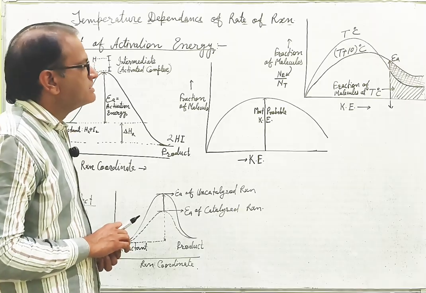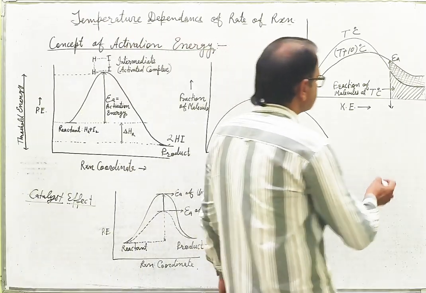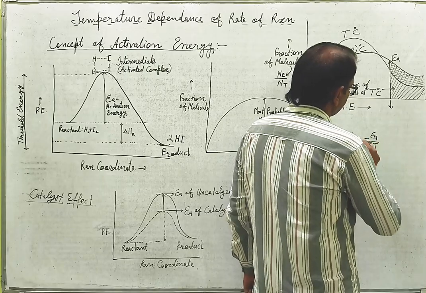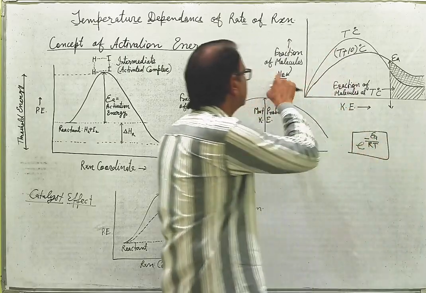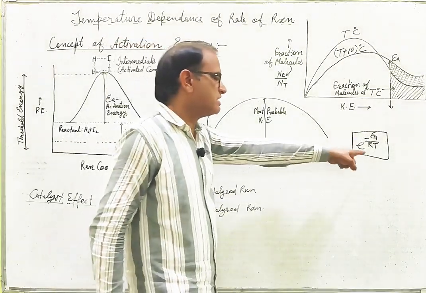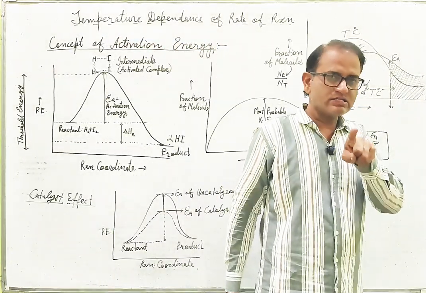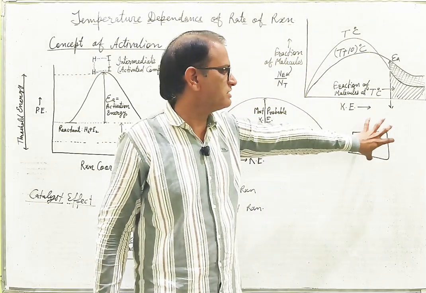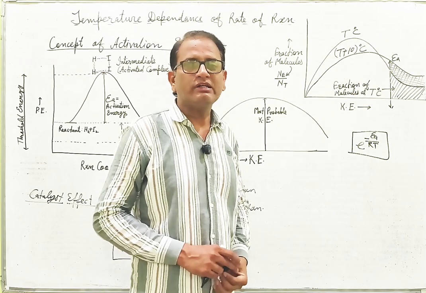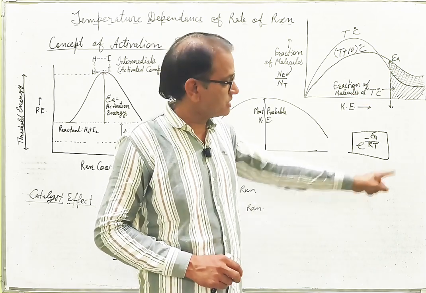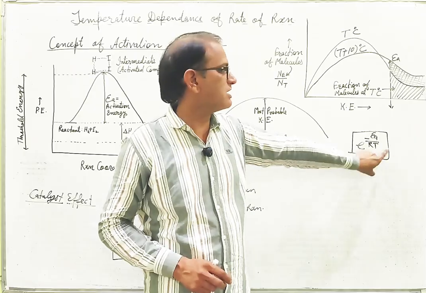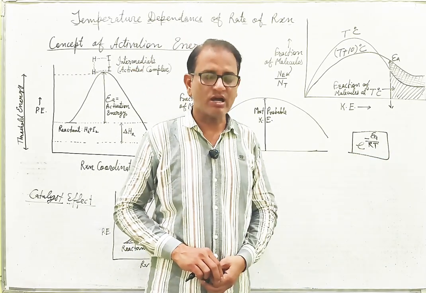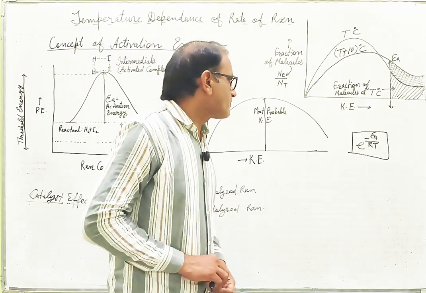If we consider the Arrhenius equation, then e raised to the power minus Ea upon RT, this is equal to what? This is equal to the fraction of molecules. In the Arrhenius equation, this is the fraction of molecules. So if this increases, it means the product will increase. So you take care of this, please. Sometimes it is asked what is the fraction of molecules in the Arrhenius equation. So this is the fraction of molecules in the Arrhenius equation.